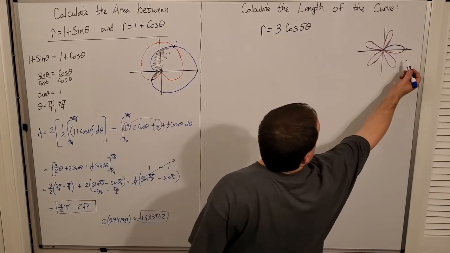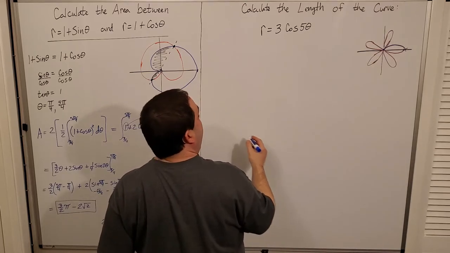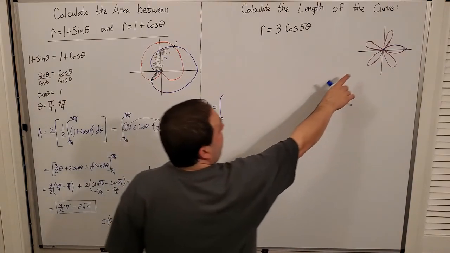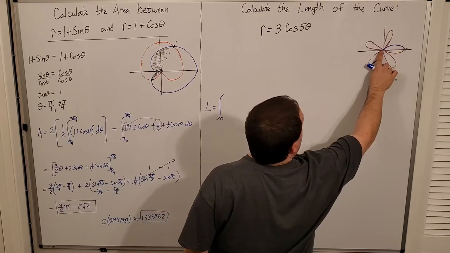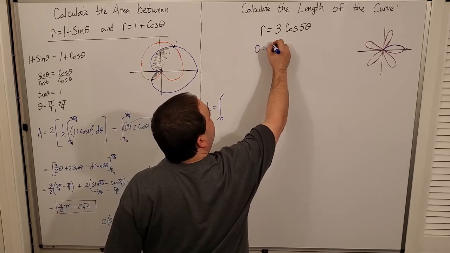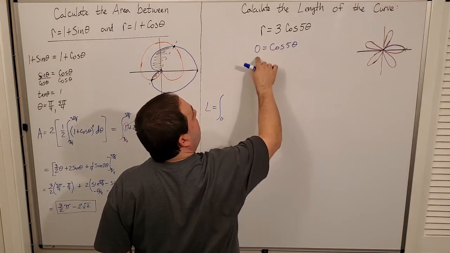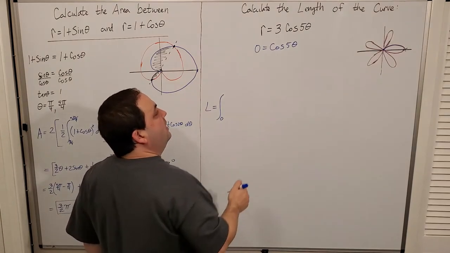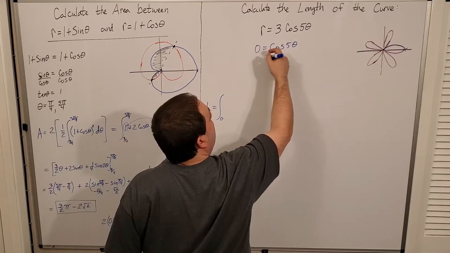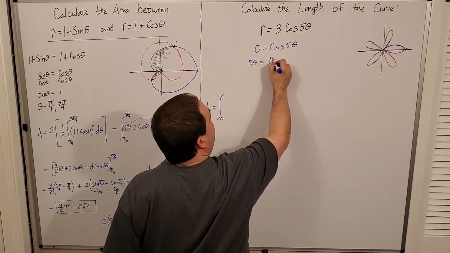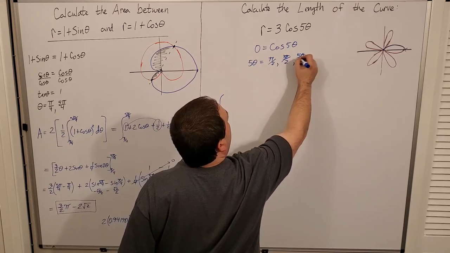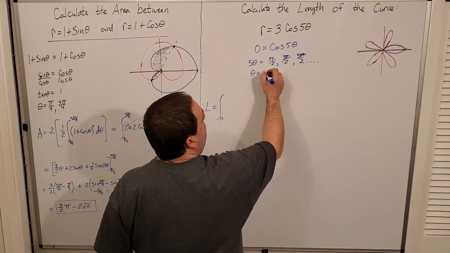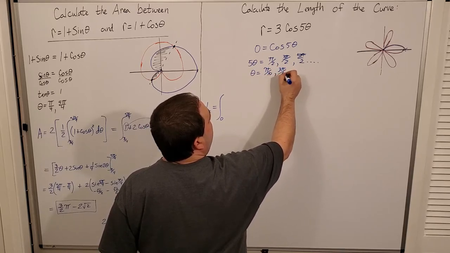Okay, so how do I find that? Well, this is theta equals 0, so I already know that. So my length is going to start at 0 for sure. But then what about the other one? Well, notice it gets to the origin, so that's going to be one of my r equals 0 points. So if I divide by 3 on both sides, I get 0 over 3, which is 0. And where is cosine equal to 0? Which angles do that? Well, that's pi over 2, 3 pi over 2. So basically what I'm getting here is that 5 theta should be equal to pi over 2, 3 pi over 2, 5 pi over 2, et cetera. So if I divide by 5, notice what I'm getting is pi over 10, 3 pi over 10, et cetera.